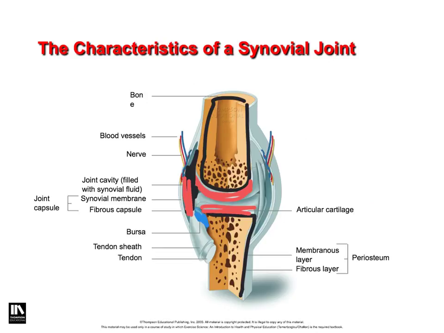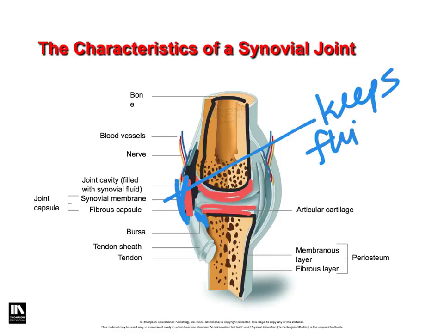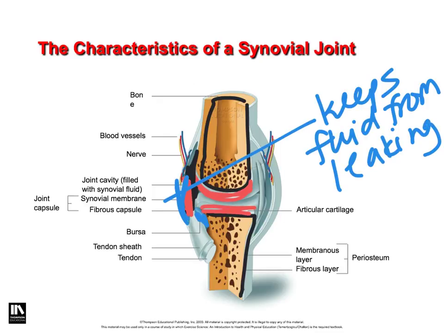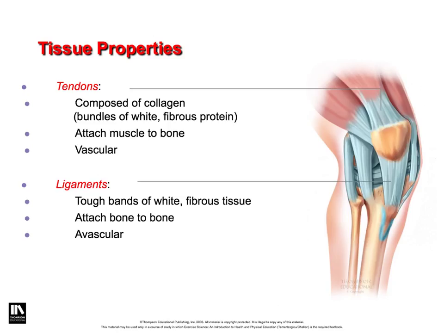The next thing we want to take a look at is on the outside, and that's the fibrous capsule. And the fibrous capsule's job is to keep synovial fluid from leaking out. So that's the job of the fibrous capsule. The job of the synovial membrane, again, was to allow certain nutrients to pass through.